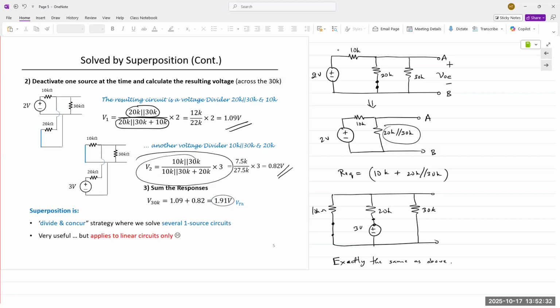So VAB has two values. Let's take a pause while you write that down. Let me know if you have any questions.